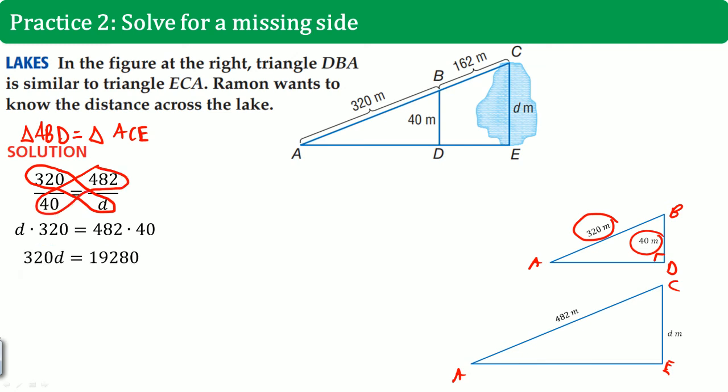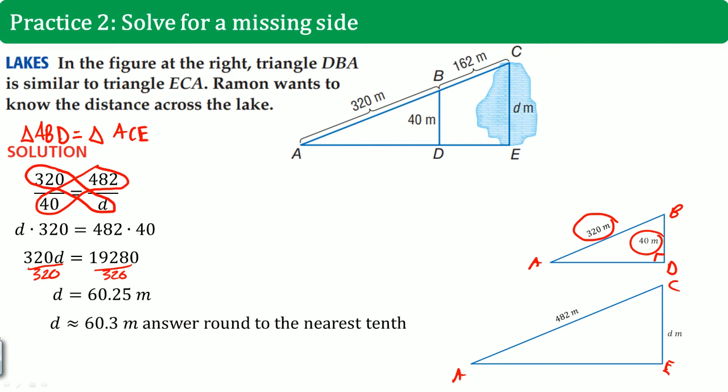Divide both, that's what you get once you simplify. Divide both sides by 320. You get D equals to 60.25 meters. If they ask us to round to the nearest tenth, you look at the 10th value here, which is 2. The next number is 5, so you round it up. Once we approximate, we use the squiggly line saying it's an approximate answer. So the approximate answer is 60.3 meters. That's only if you want to round.